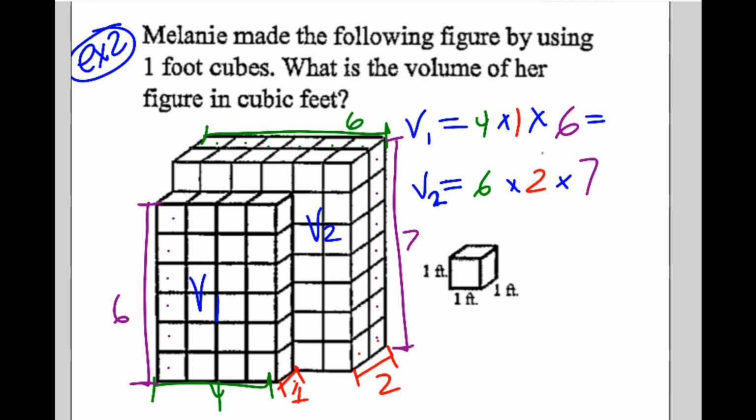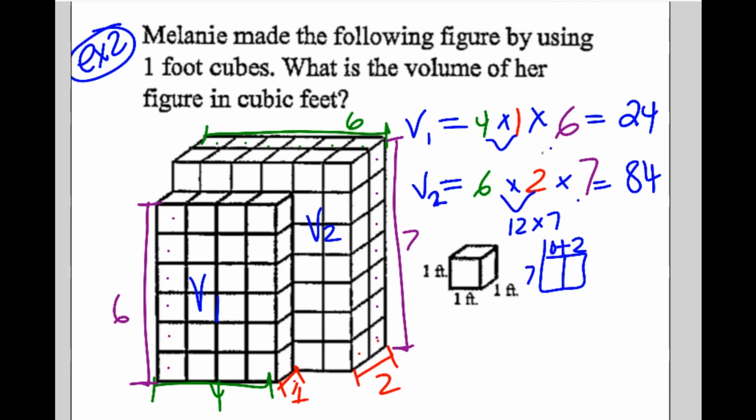So here I have 4 times 6, that's 24. Here I have 12 times 7. 12 times 7, what's that? That's 84. All right, if I didn't know that, 7 times 10 is 70, and then that's 14. Added together, that's 84. Okay, now let's add. 4 plus 4 is 8, and then 2 plus 8 is 10. So my answer is 108 cubic feet. And that's how we would get our volume.